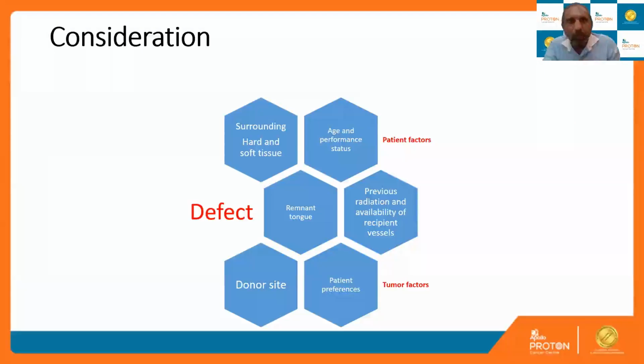What are the things we look at when we consider reconstruction of the tongue? We have to define the defect first, and decide when we want to close the defect primarily. Then patient factors like age and performance status, and we also need to consider the donor site, patient and tumor factors. If you have a very advanced malignancy with not a very good prognosis, then we need to choose what is simple and more reliable. And in the end, we need to think about patient preferences.